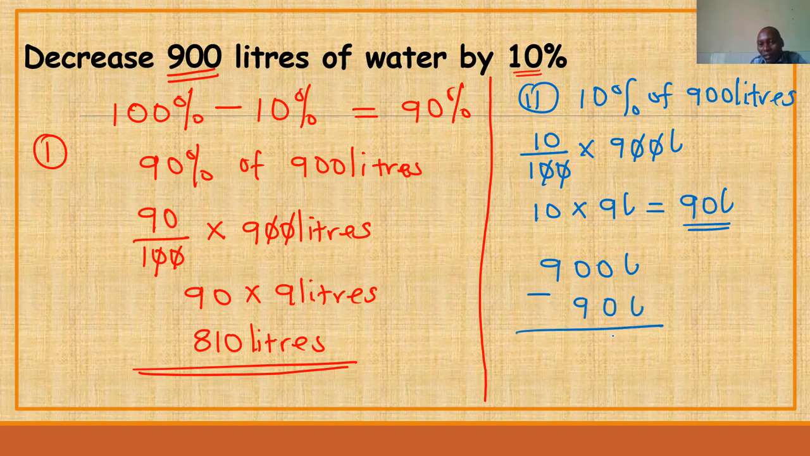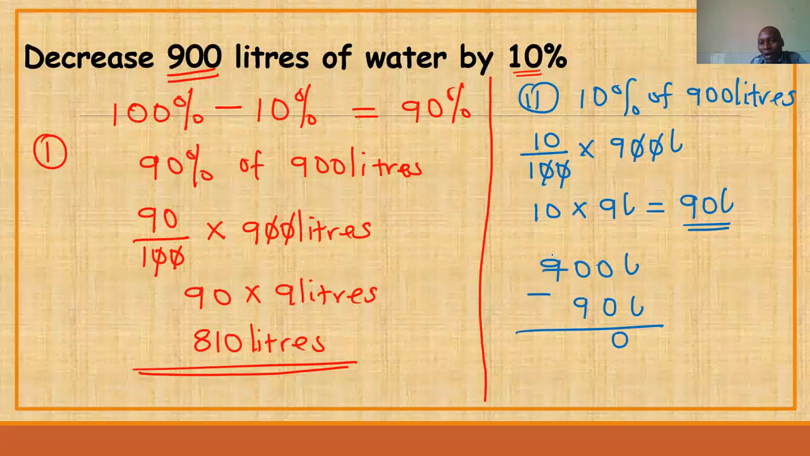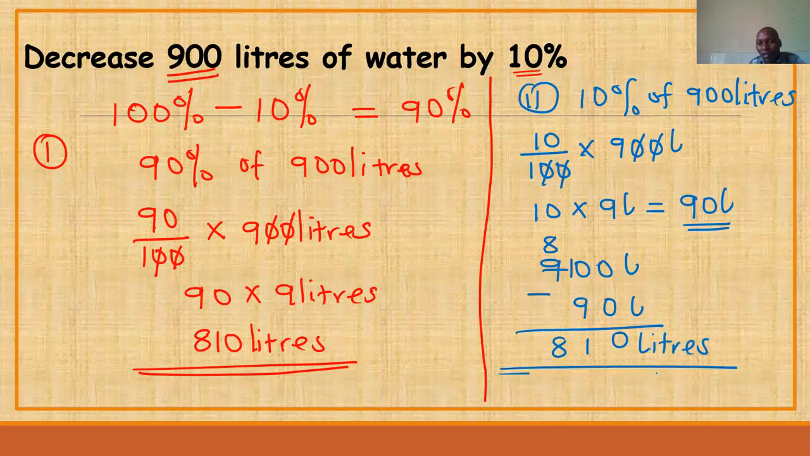This one is 0. I cannot subtract 9 from 0. I regroup. I'm left with 8 here. I bring 1 here. 10 take away 9 is 1. Then this one is 8 with my liters, just like that. I gave you those 2 ways. So you could either try the first method here or the second method, which we are seeing around here.